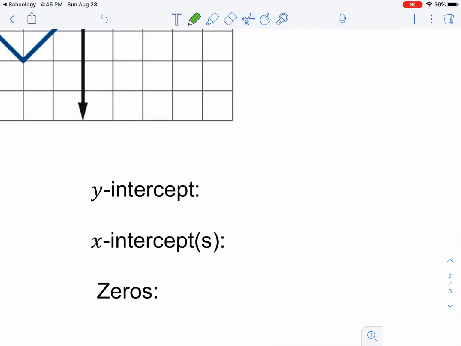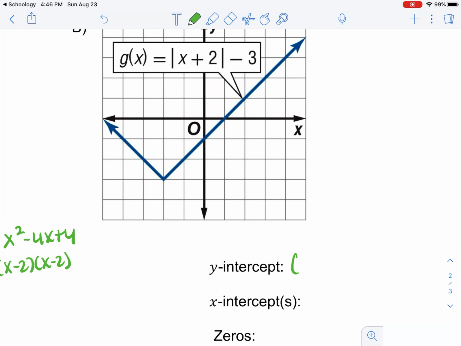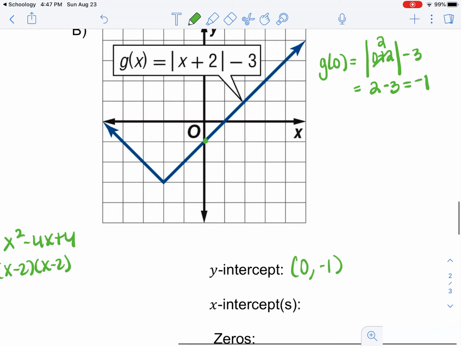Okay, let's do the same thing here. Where's my equation? There it is. Okay, so I need to find the y-intercept. So I'm going to plug in 0 for x and see what I get for y. So I'm finding g of 0. So I have the absolute value of 0 plus 2 and then minus 3. 0 plus 2 is 2. The absolute value of 2 is 2. And then minus 3, which is negative 1. 0, negative 1. Yep, that's right.